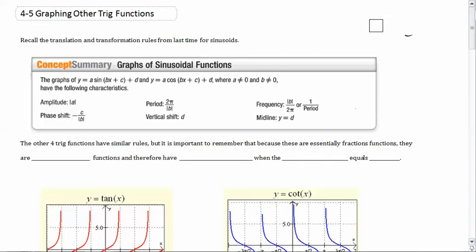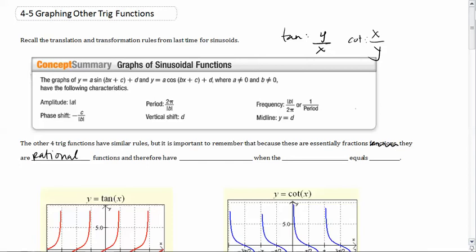So the other 4 trig functions have similar rules, but it is important to remember that because they are essentially fractions, that they are rational functions. So we've seen rational functions before. We have some f of x over some g of x, right? In this case we have, for example, a y over x, that's like tangent. And so for our other trig functions, all of them are fractions, right? Tangent is y over x, for example. Cotangent is x over y. We can go on and on and on.